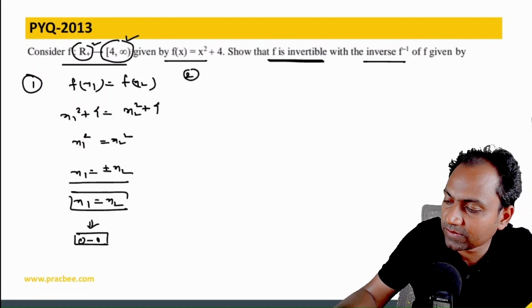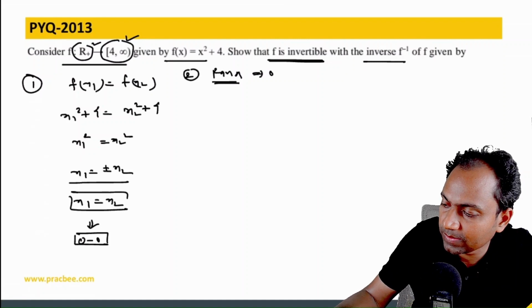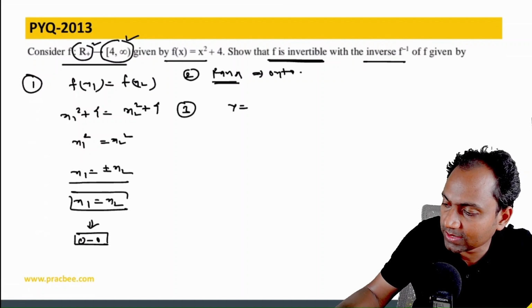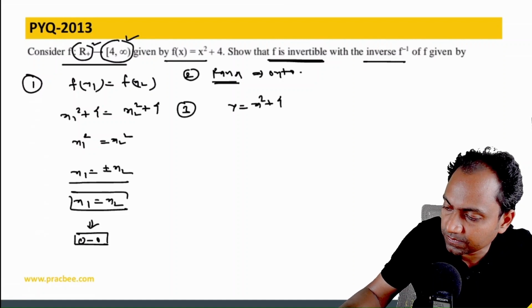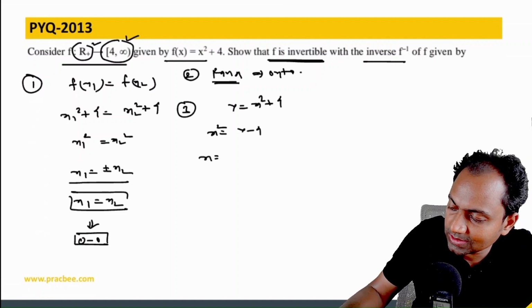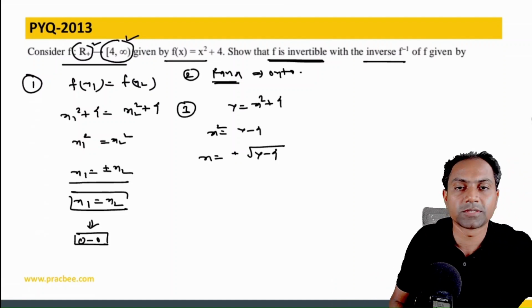Similarly, in the next step we can find the range, and from there we will be able to conclude this is onto. Now how to find the inverse? We'll write y is equal to x squared plus 4. In the first step, express x in terms of y. So x comes out to be plus minus root of y minus 4. But since x is always positive, the minus sign will never come. This is what we are getting.